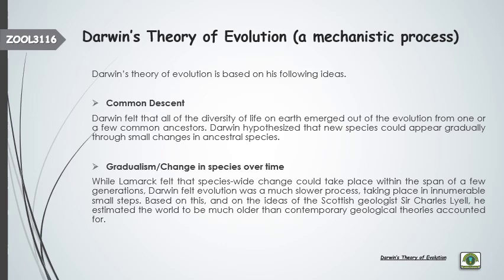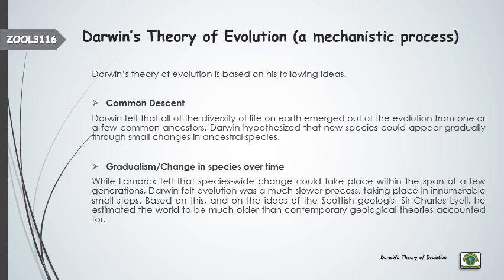Darwin's theory of evolution is a mechanistic process, because according to Darwin, evolution is a mechanism. It is a step-by-step process that takes place, and ultimately species or organisms evolve. So Darwin's theory of evolution is based on his ideas. He had ideas on which he made a theory of evolution. So we will be discussing these ideas one by one.